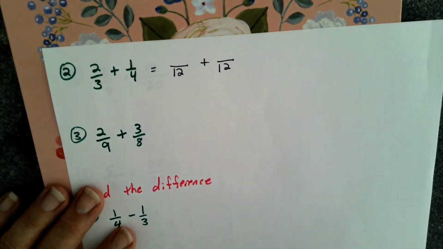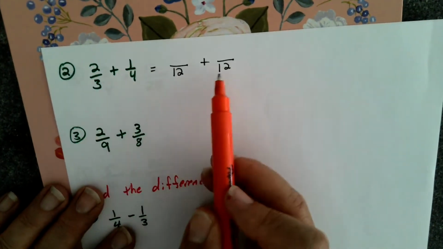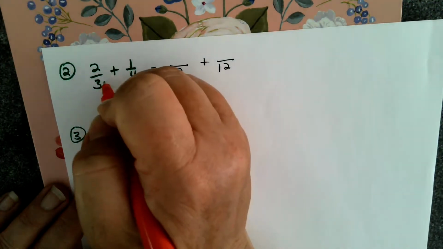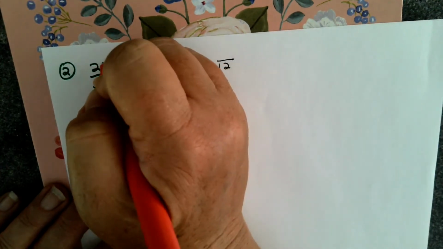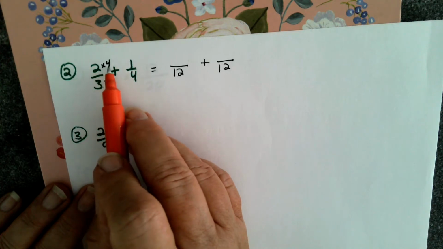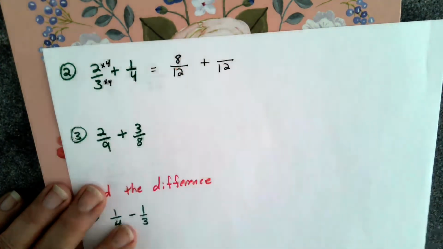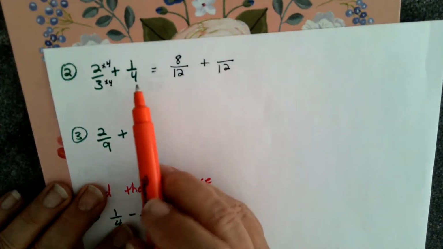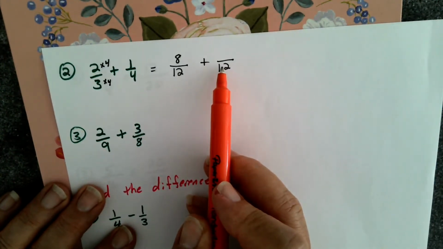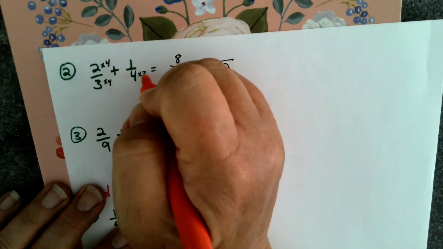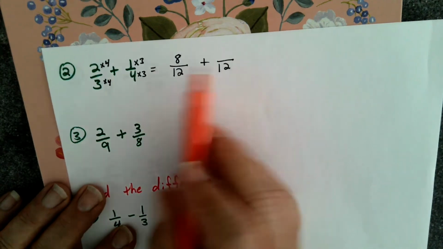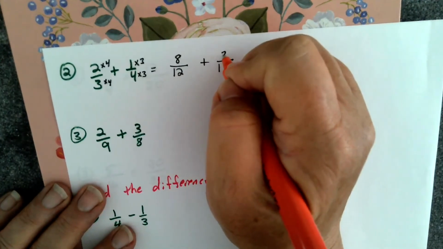So now you have to say to yourself, what do I multiply this 3 by to get 12? So to go from 3 to 12, you have to multiply by 4. So whatever I do to the denominator, I also have to do to the numerator. So 3 times 4 is 12, and 2 times 4 is 8. So this will be an 8. And then I go to my next fraction. How do I go from 4 to 12? I need to multiply by 3. So again, whatever I do to the denominator, I have to do to the numerator. So 4 times 3 is 12, and 1 times 3 is 3.